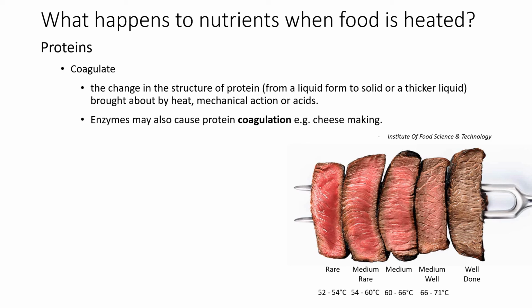And then well done. Well done, we're looking at temperatures anywhere from 71 to 99 degrees Celsius. You can see now very pronounced protein fibers in there, very dry, tough, and again, if this is what the guest wants, this is how you serve it, but you absolutely would need to add a sauce, a gravy, or something to make that more palatable.